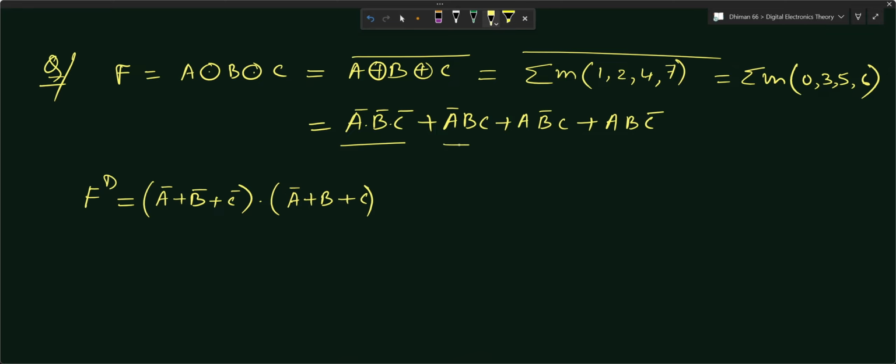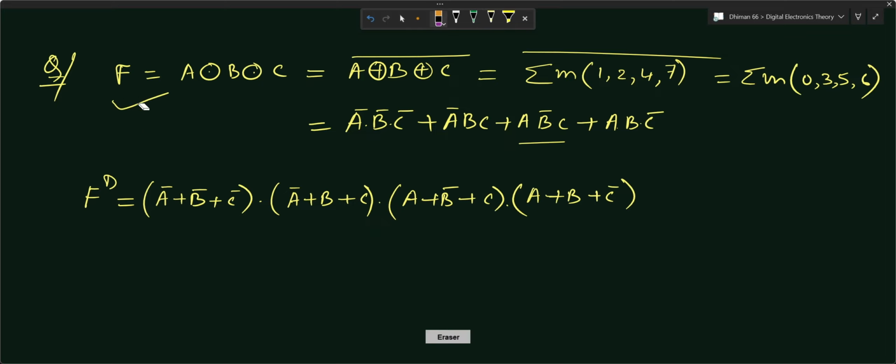This is the second term. Now we have the third term, A plus B bar plus C. Next, these are in AND operation, we replace with OR operation: A plus B plus C bar. So this is the dual of the given function f.